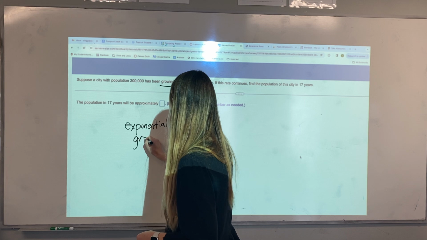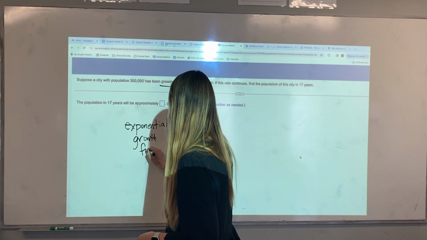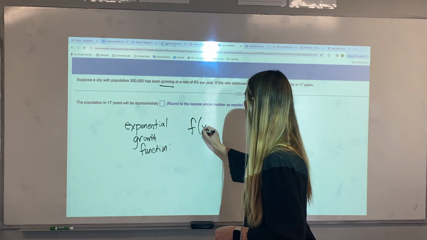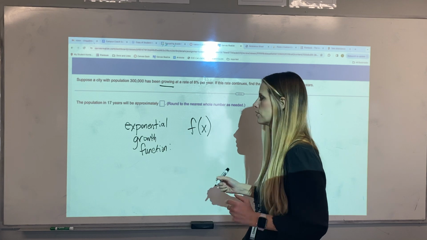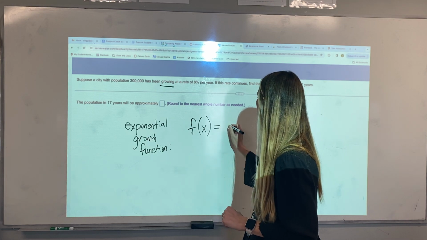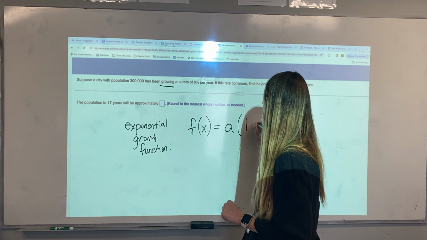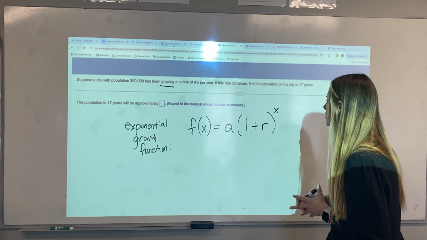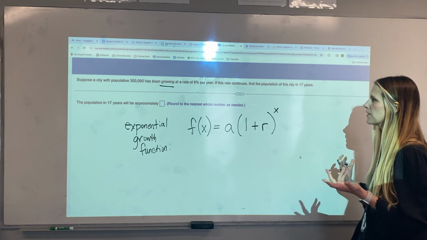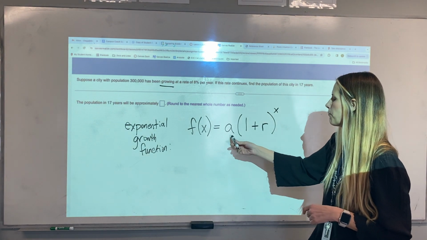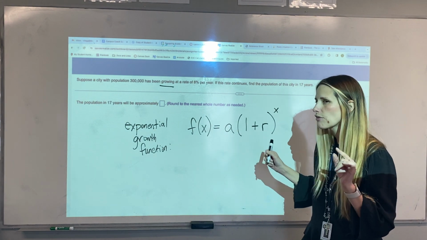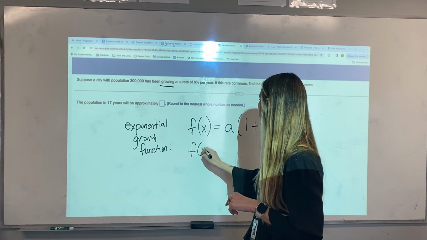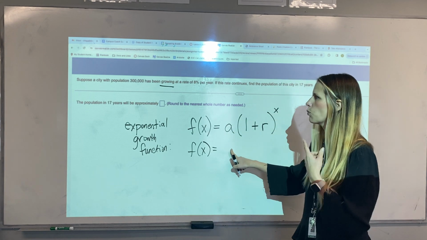You guys can write this down. Function, which is f of x, and if you don't have this memorized, it's totally fine. It is in your EOC reference sheet. F of x equals a times 1 plus r, plus because it's growing, to the x power. Then we just have to fill in our amounts. Not the number, but what does a represent again for all functions? Initial amount.